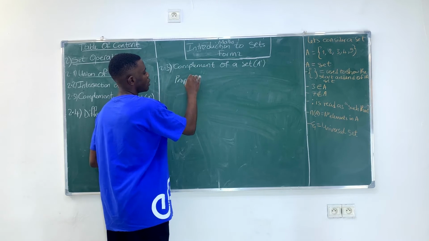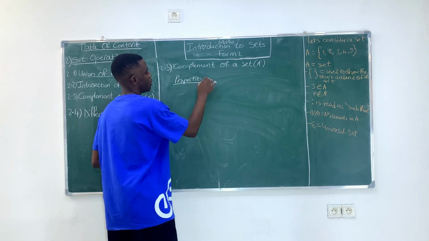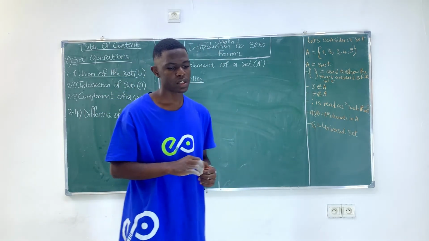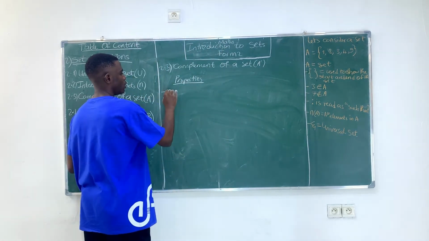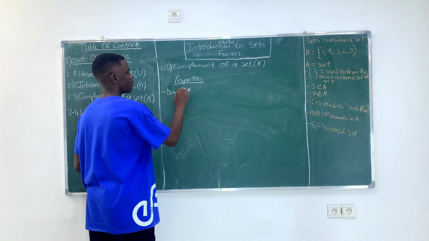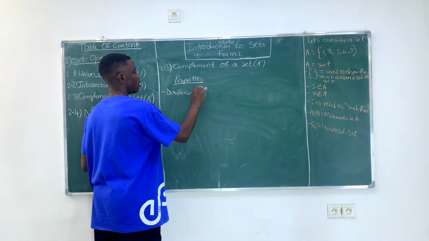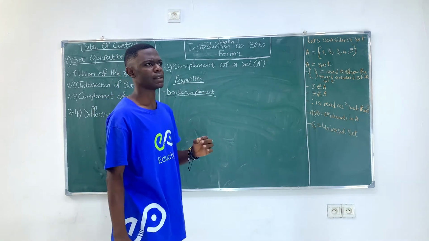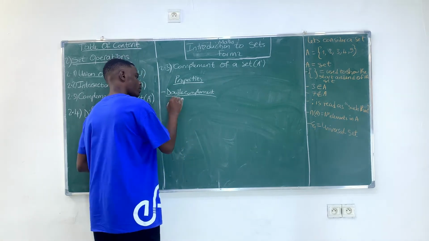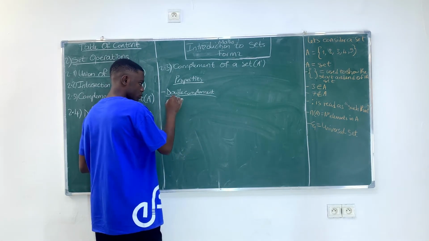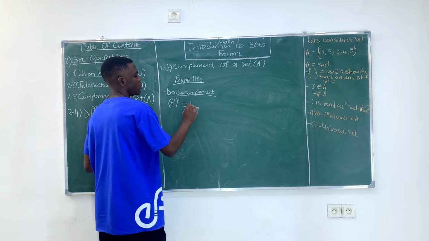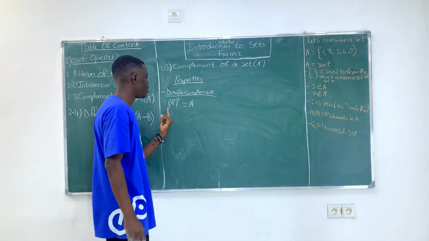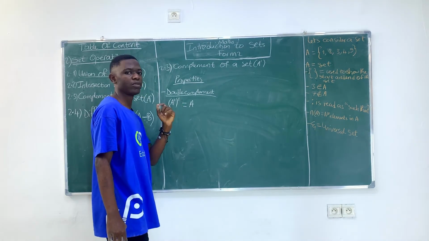Properties. So what is the first property? The first property says double complement. The double complement property: the complement of A prime, A double prime, is equal to A. So if you have A prime, the prime of A prime will give you A.